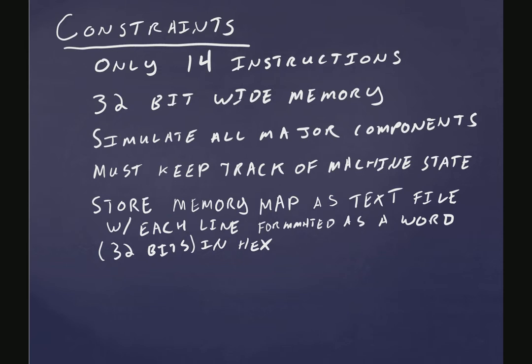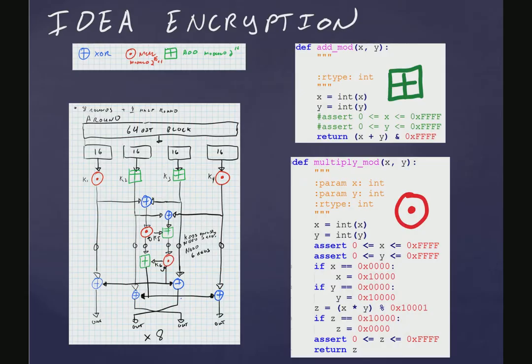So, we only have 14 instructions we can work with, and we have a 32-bit wide memory. We need to simulate all major components. I simulated the ALU, the registers, and the memory, as well as the pipeline. I implemented a pipeline, which was really awesome. And we also must keep track of the machine state, which is why we needed to do the registers and the memory. And we also need to store the memory map as a text file.